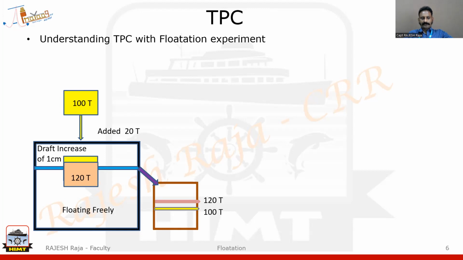So based on this principle, you can just guess one thing. If my draft changed by 1 centimeter, how much did I add to get that 1 centimeter change in draft? And that is what is called TPC. So right now for me, TPC is 20 tons. I'm going to derive a formula very simply using the displacement concept, which I've shown you here. Let us quickly see that. You should agree the extra underwater volume caused was because of 1 centimeter sinkage.